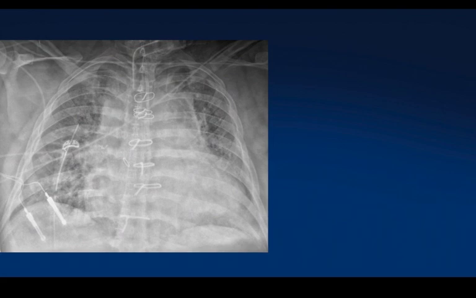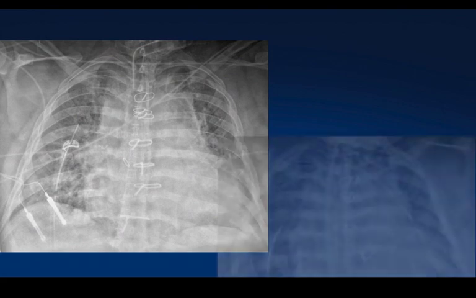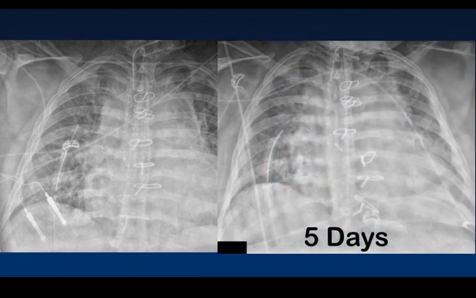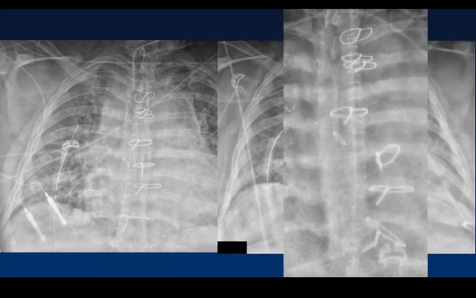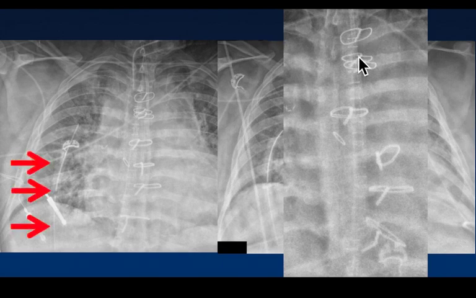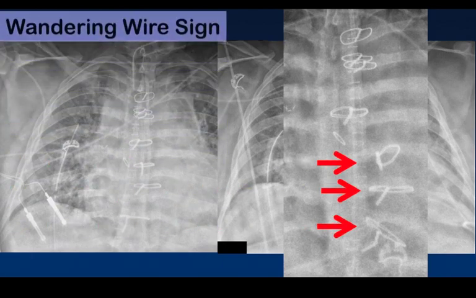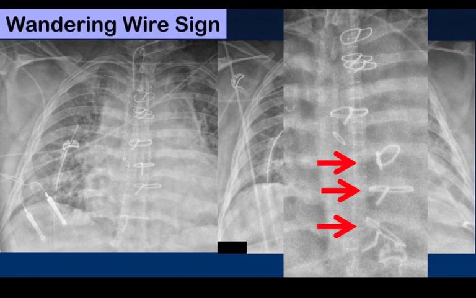Patient a few days after a median sternotomy for bypass grafting. Here they are 5 days later. Notice what's happening to the wires. The inferior wires are moving to the left, the middle wire has moved slightly to the right, and the upper wires have remained midline. This is an example of the so-called wandering wire sign, which was described by Dr. Boiselle a number of years ago.